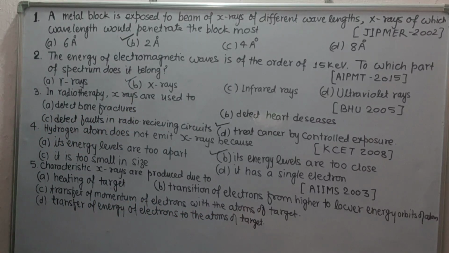Next, question number 5. The question is, characteristic X-rays are produced due to, these are the options. As we know, characteristic X-rays are produced due to the transition of electrons from higher to lower energy orbits of the atom. Therefore, option B will be the correct one.